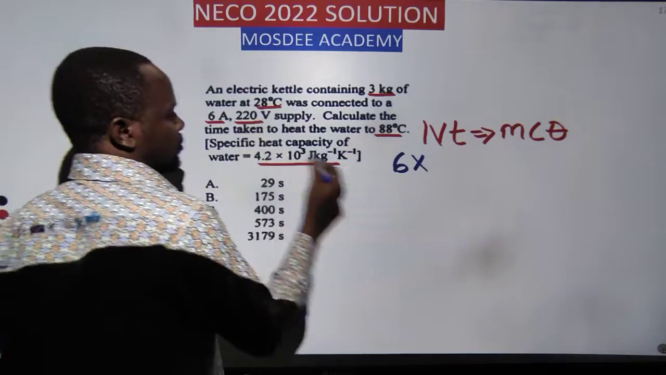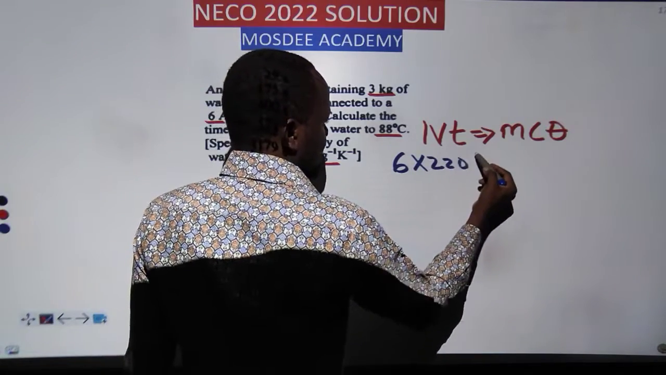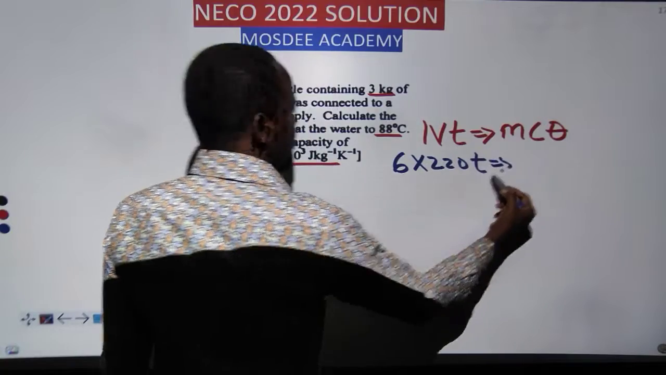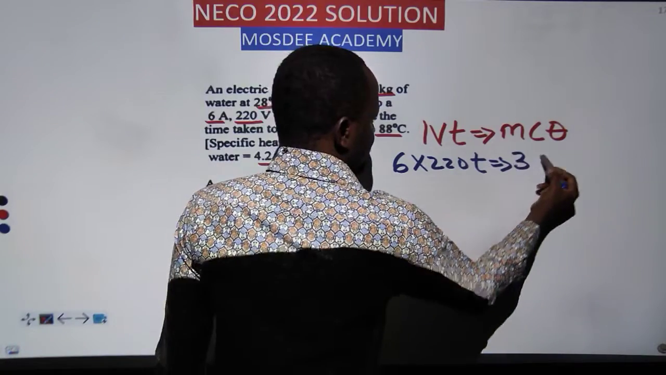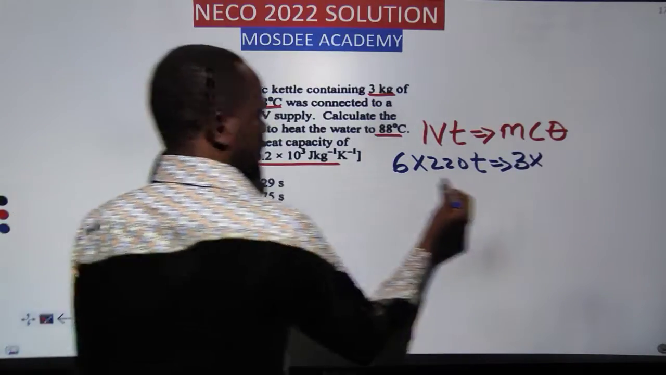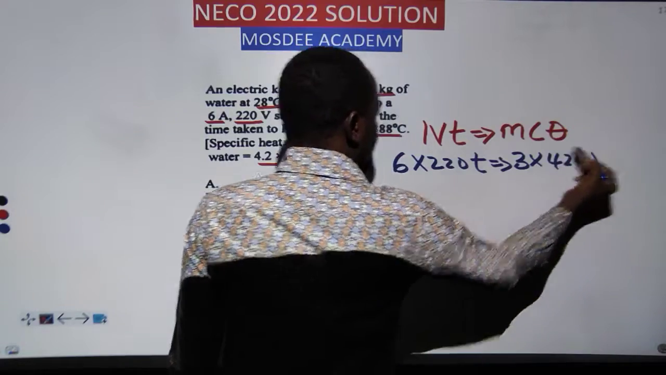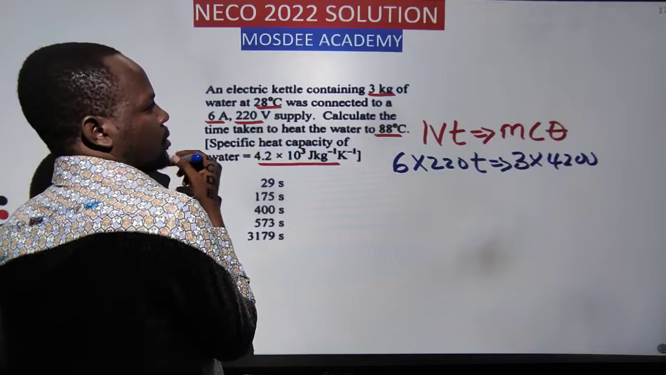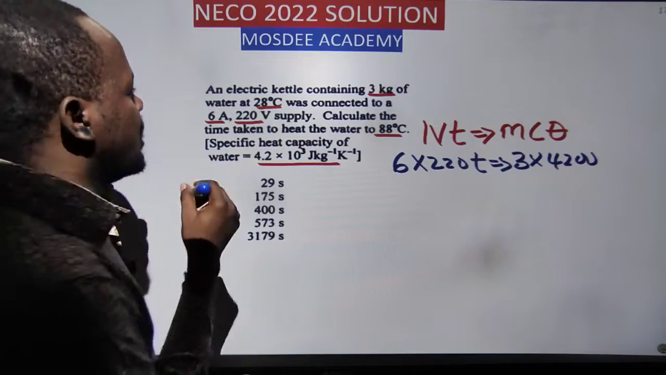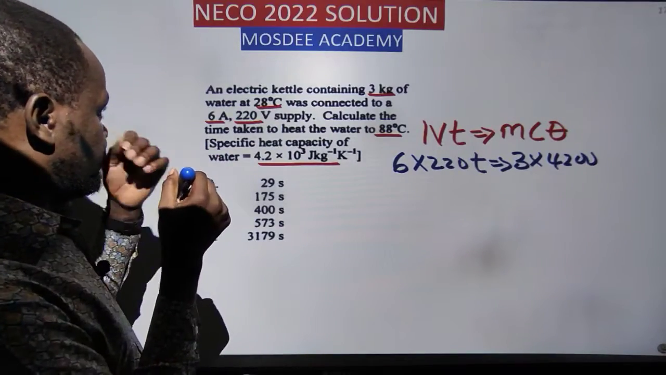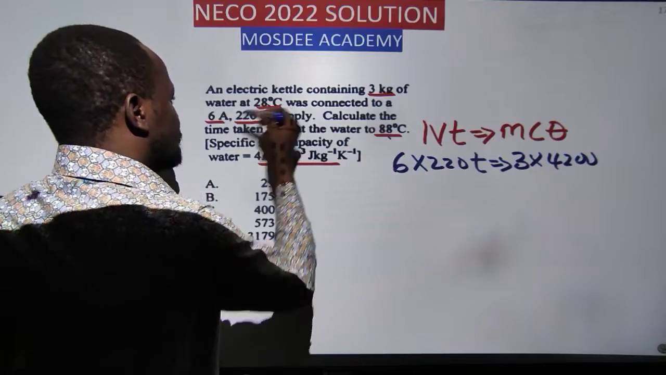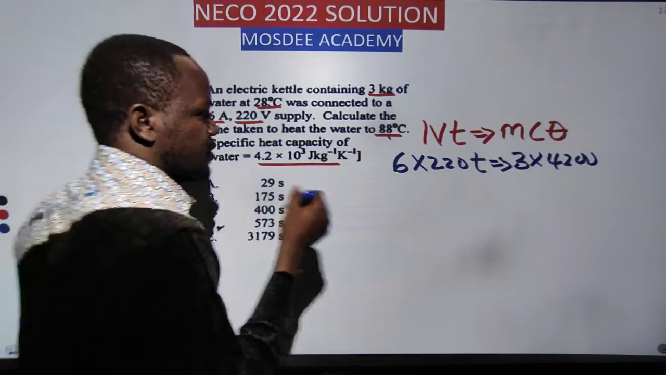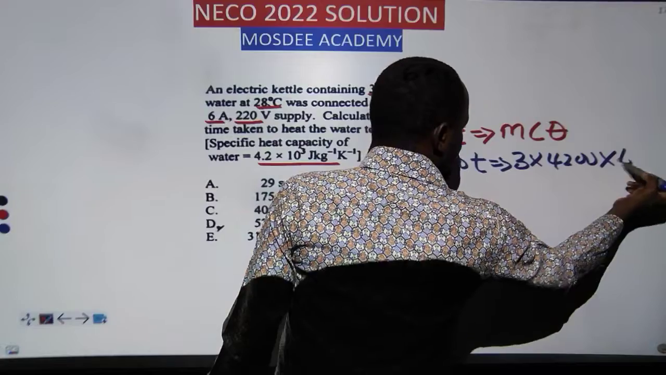Voltage is V, 220. Time is what you are looking for. Mass is 3. Specific heat capacity is 4,200. I have converted it directly. Then the change in temperature is 88 minus 28. Is that not 60? Thank you very much, Andy. And this will help me here.